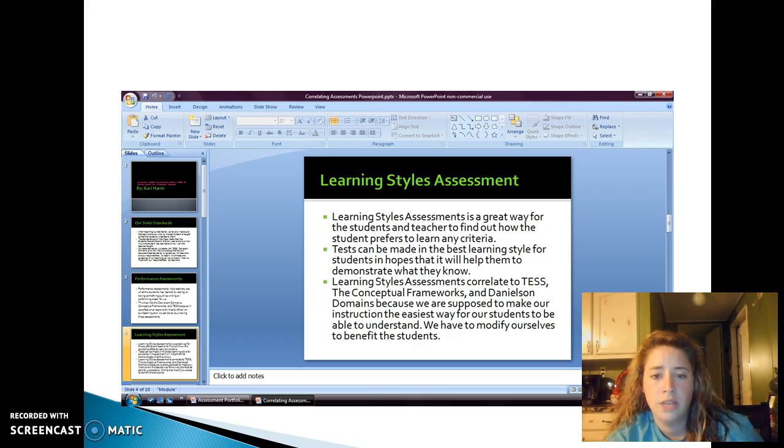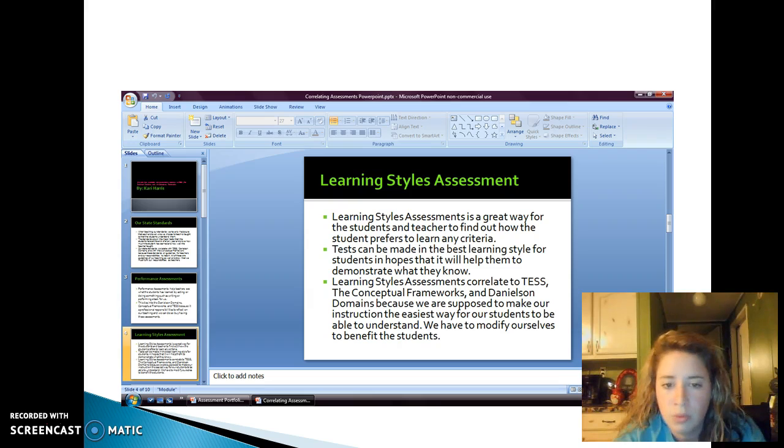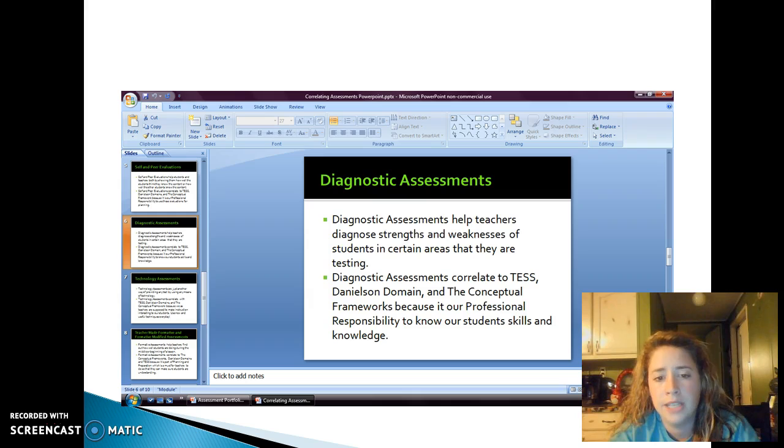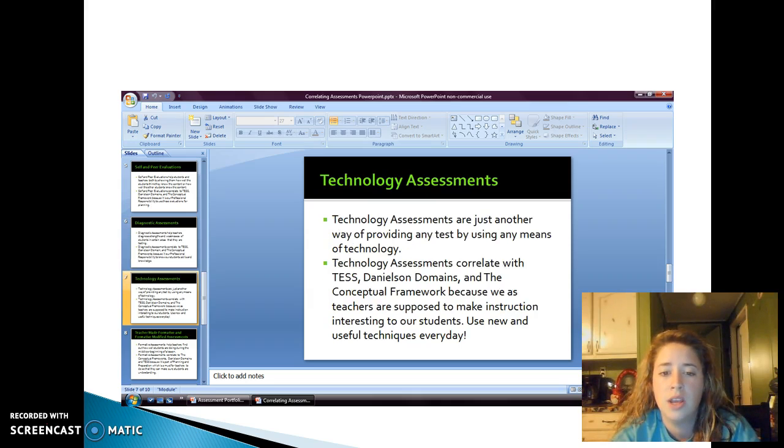That's what I did on almost all of my slides, was explain that, but I also explained what these assessments are good for and what we can find when we're using them. Like on the self and peer evaluations, I said self and peer evaluations help students and teachers both by showing them how well the students think they know the content or how well the other students think that they know the content. And like I said, as far as the correlating, they all correlate almost the same. Like this one says professional responsibility too.